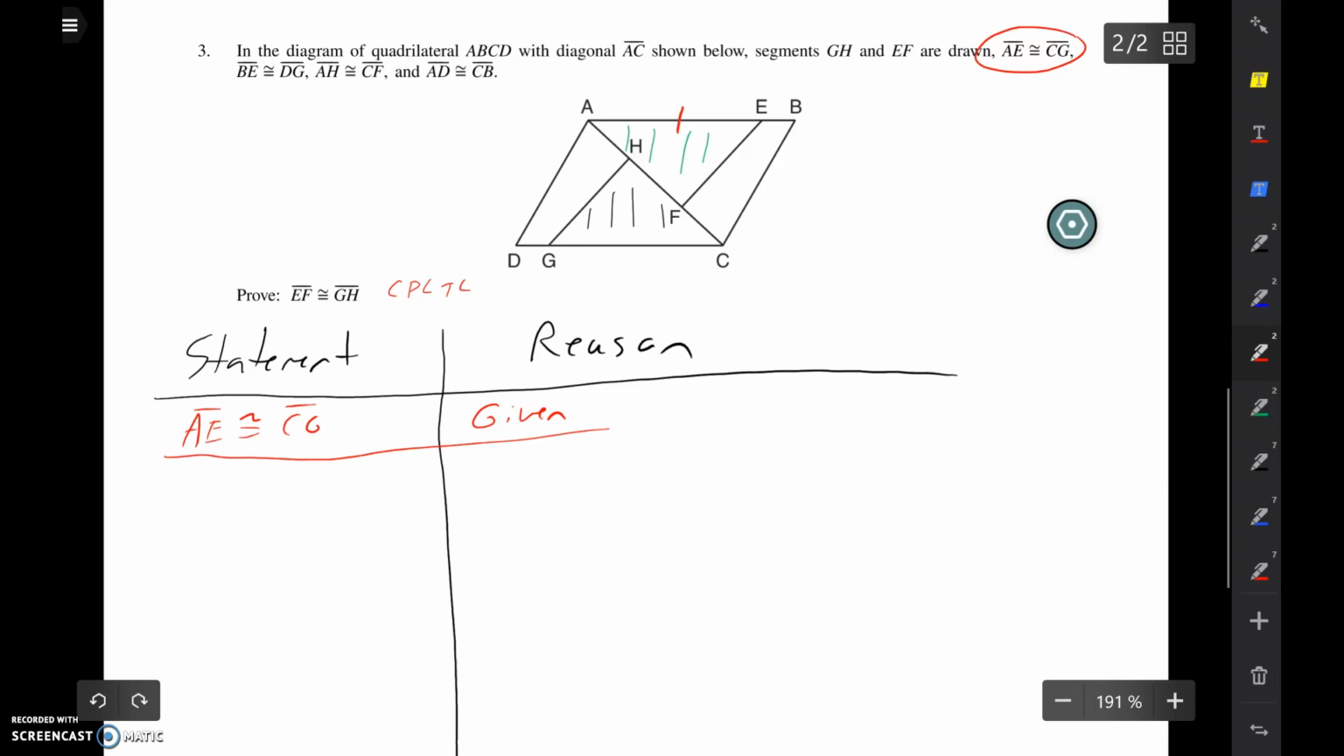Now AE and CG, that is a side congruence right there. So that's one of the three congruency statements I need in order to prove the triangles congruent. So that's great. And I don't really see anything else I'm going to do with that just yet, so I'll move on to the next given.